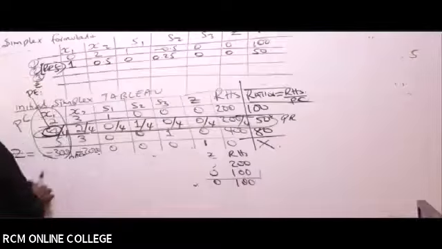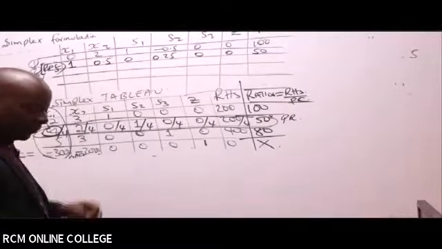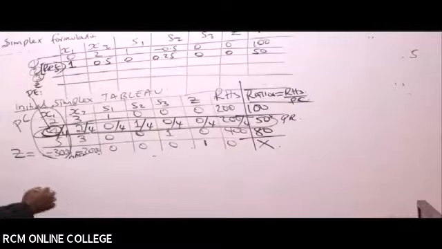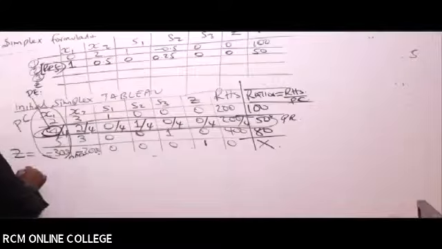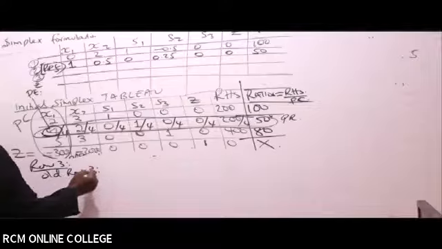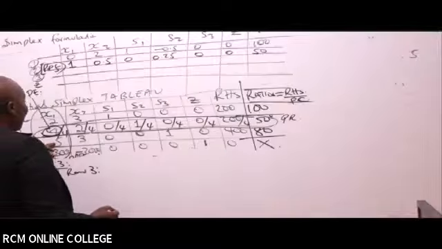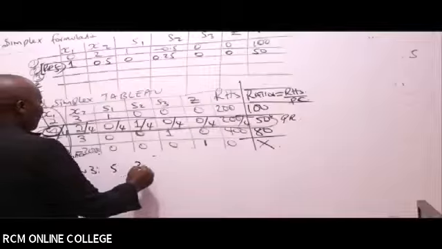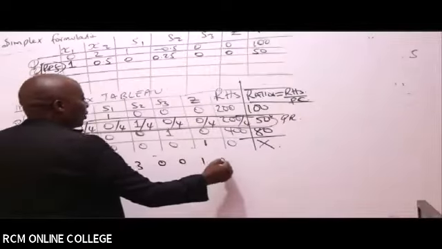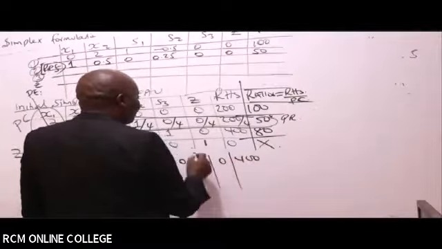So let's do row number 3 together. We say old row 3. You don't have to write those X's so long as you are quite aware. So the old row 3 is 5, 3, 0, 0, 1, 0, 400. Don't write the ratio, remember.